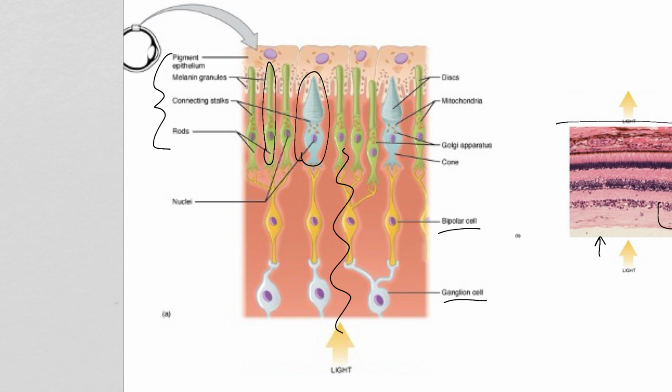And so the end result of this is, once light hits a rod or cone, we expect to send action potentials, right, through the bipolar cell into the ganglion cell, and then the axons of those ganglion cells are what become the optic nerve. Right? That is actually going to take our signal back to the brain.